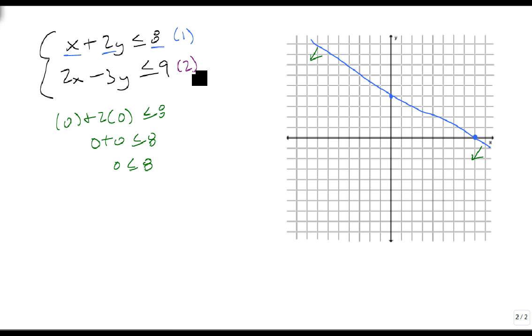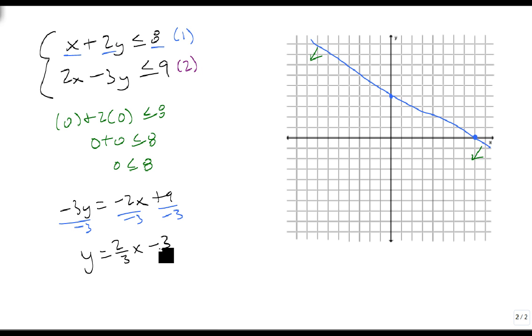And this one's not quite as nice. Notice that the 2 and the 9 don't divide evenly. So let's solve this one instead. We're going to go minus 3y equals minus 2x plus 9. Let's subtract 2x. Divide by a minus 3. And y equals 2/3 x minus 3. So our line starts at minus 3 and goes up 2 over 3, up 2 over 3, up 2 over 3, and we get another nice solid line through here.